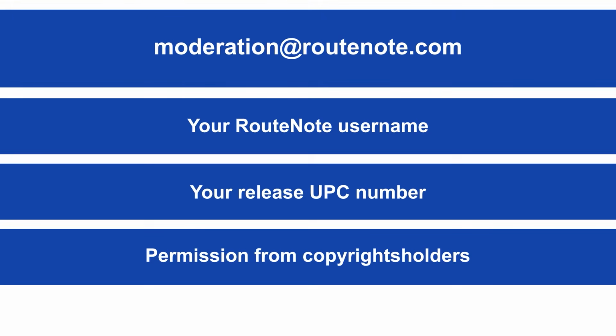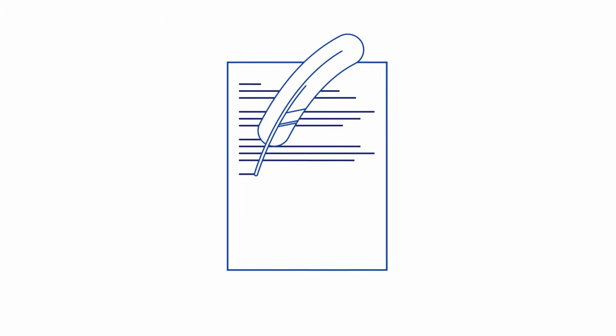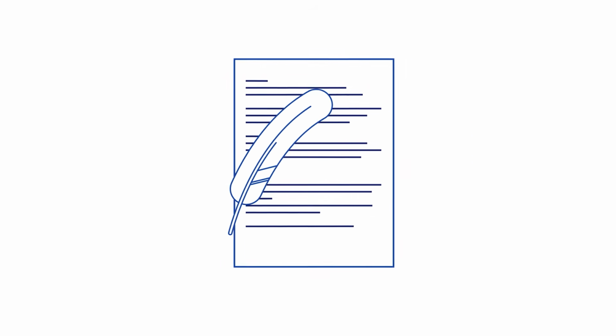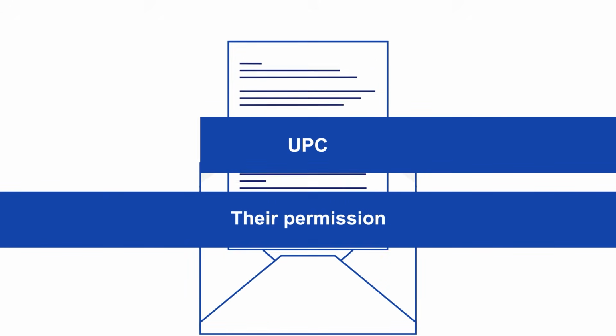the release, and most importantly, confirmation from the original artists or copyright holders that you are allowed to commercially release the mashup. For this, ideally you might want to attach to the email a document signed by yourself and the other parties that can be verified. Or get all the artists who compose the songs included in the mashup to send an email always at moderation@routenote.com, including the UPC number and their permission for you to use their song.